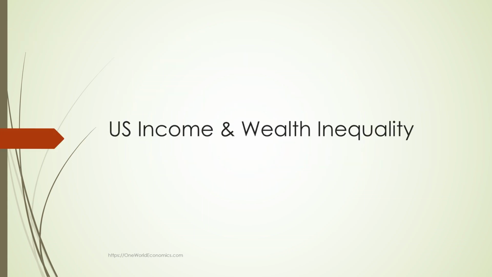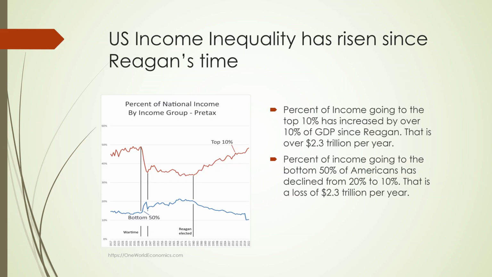So now let's look at U.S. income and wealth inequality. U.S. income inequality has risen since Reagan's time. As you can see, after the war, the middle class boomed following the reforms and the high marginal tax rate brought in by the New Deal. And so this was the heyday of the middle class in the United States.